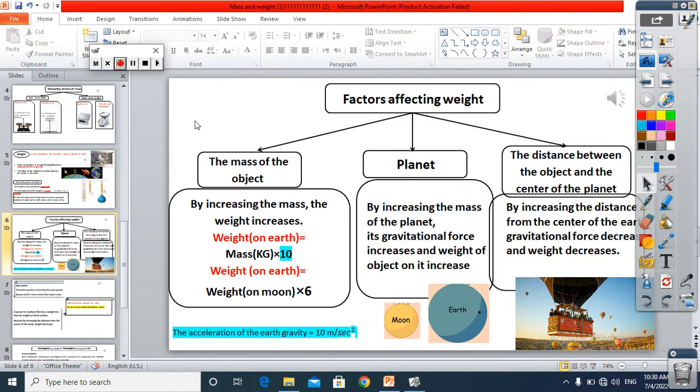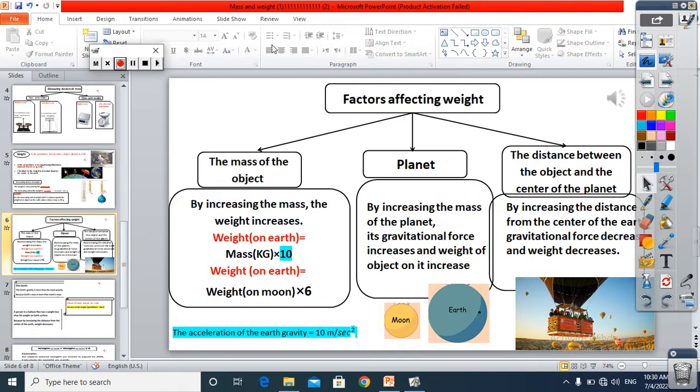Now we'll talk about the factors affecting weight. What is meant by factors? Factors are things affecting weight. This means that by increasing them, the weight will increase or decrease.